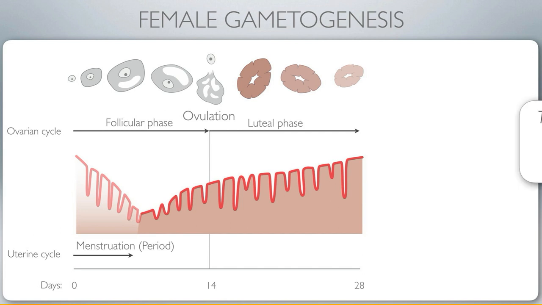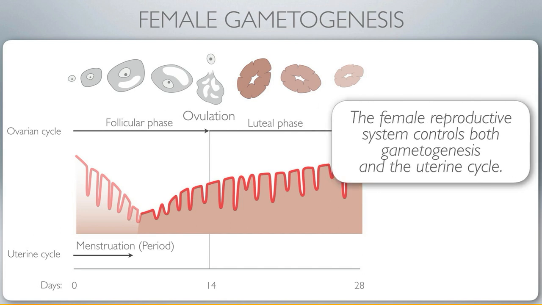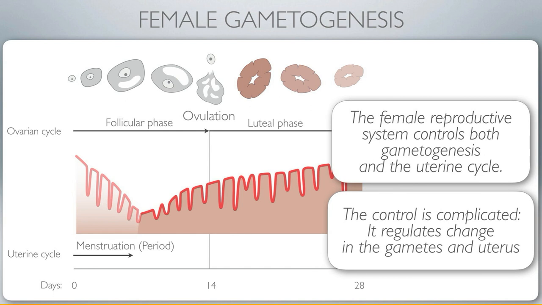So the female reproductive system controls both gametogenesis and the uterine cycle. And this control, as we'll see later, is super complicated. It regulates change of both the gametes and the uterus. It involves multiple hormones that have negative and positive feedback loops, and we'll get into those details later. Let's turn our attention to the male reproductive system so we see where the gametes are produced there.